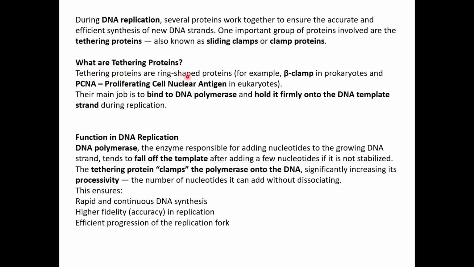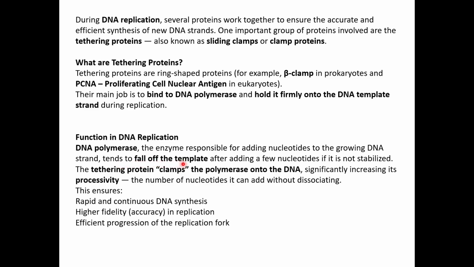Tethering proteins are ring shaped proteins. Example, beta clamp in prokaryotes and PCNA in eukaryotes. So, PCNA is proliferating cell nuclear antigen, which is a clamp protein. Then, their main job is to bind to the DNA polymerase and hold it firmly onto the DNA template during the replication process. So, the function in DNA replication is: DNA polymerase is the enzyme that is responsible for adding nucleotides to the growing DNA strand.